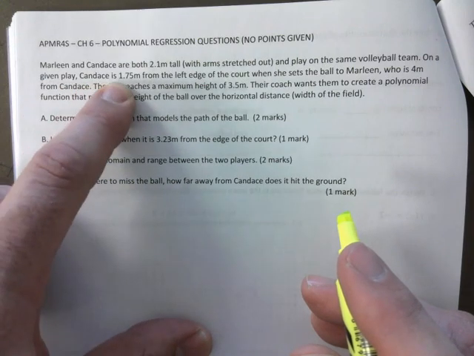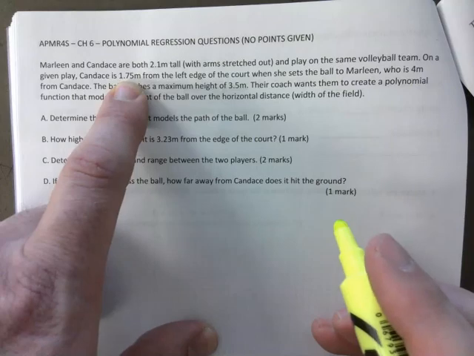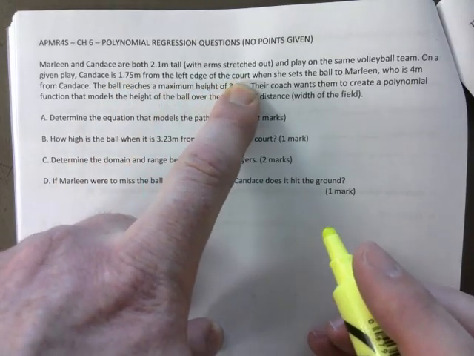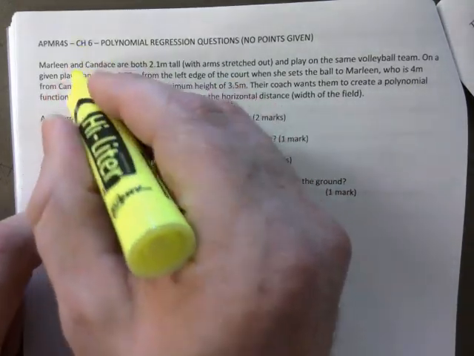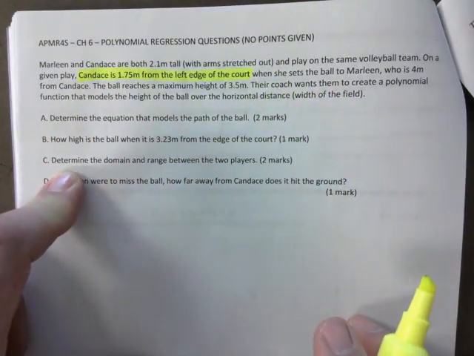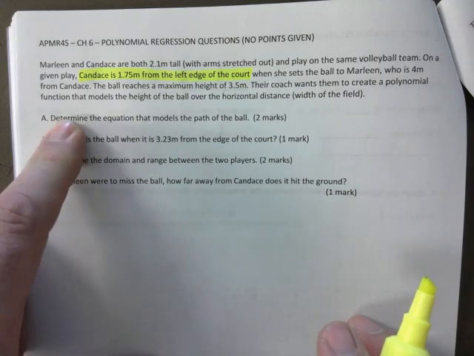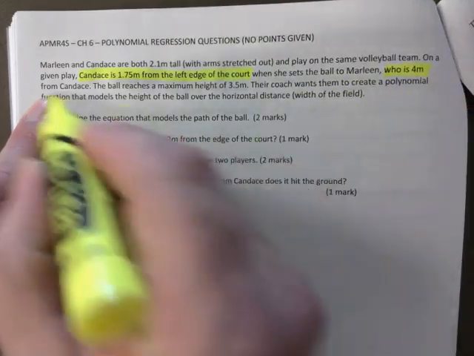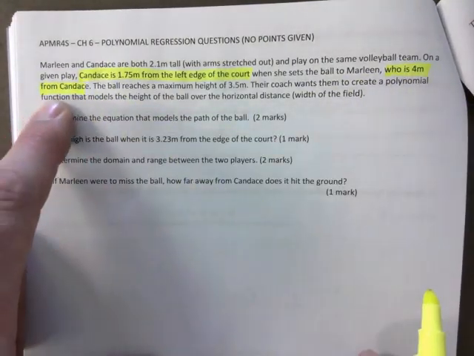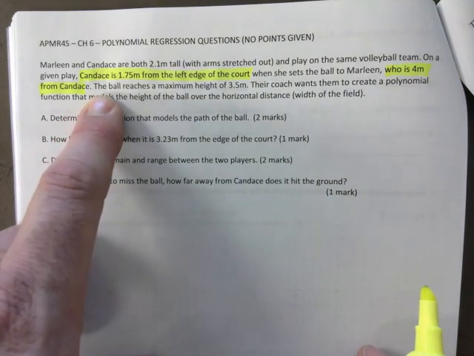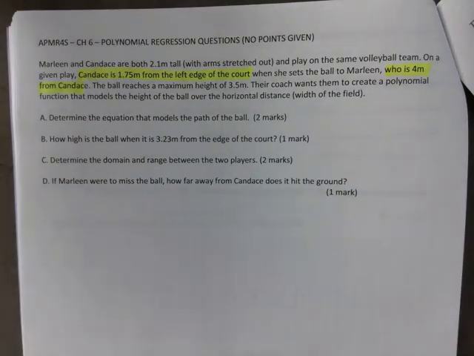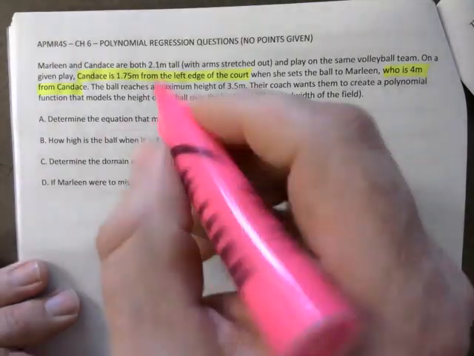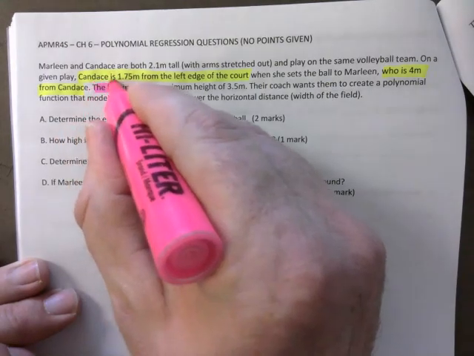On a given play, Candace is 1.75 meters from the left edge of the court. So Candace is 1.75 left court, when she sets the ball to Marlene, who is 4 meters from Candace. The ball reaches a maximum height of 3.5. What do we call that? That is the vertex.